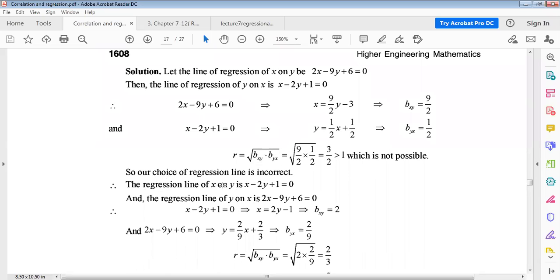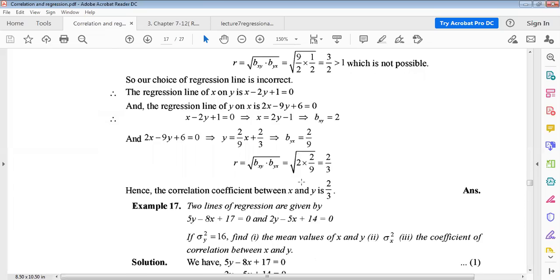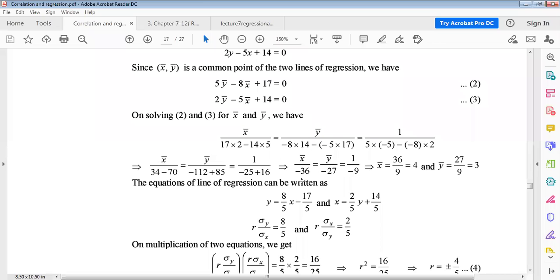Again, the regression line of x on y is this, and the regression line of y on x is this. Then it can be written as x equals my plus c, where m equals 2, which is the bxy. Again, from the other equation, y equals mx plus c, where m equals byx, 2 by 9. After multiplication you get only 2 by 3. Hence the correlation coefficient between x and y is 2 by 3. This is less than 1, so this is acceptable.